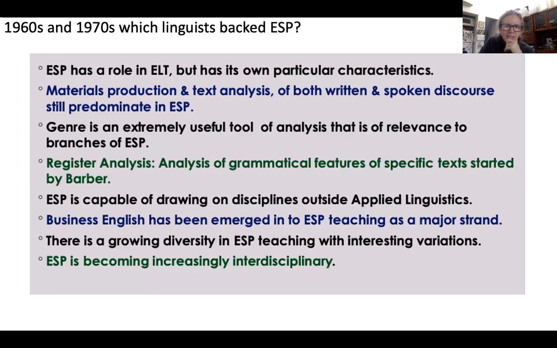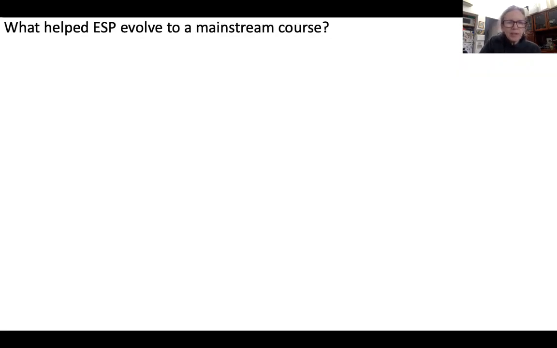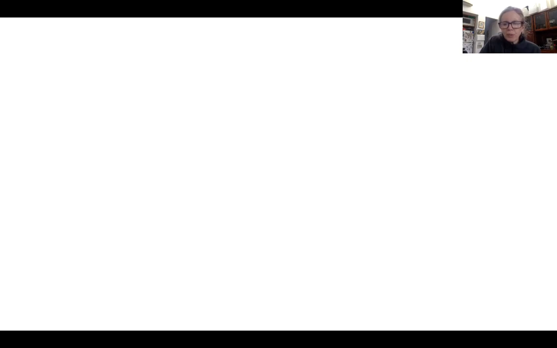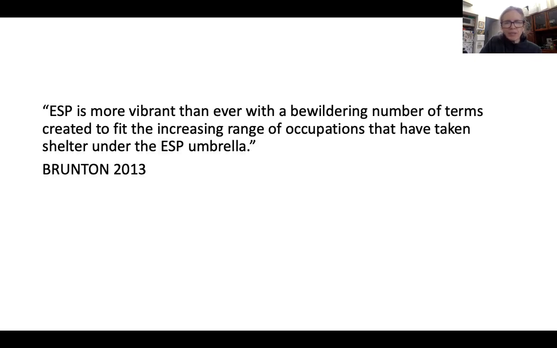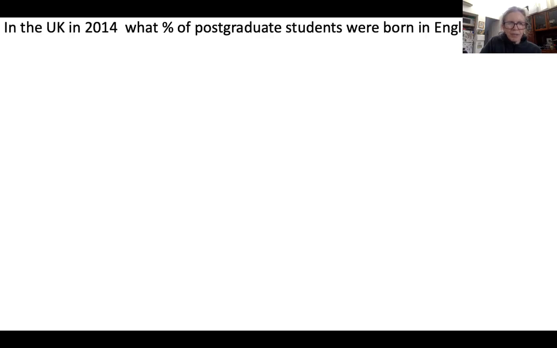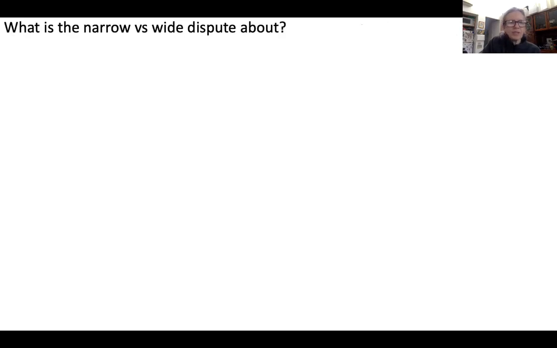In the 60s and 70s, ESP evolved. And what helped it evolve was, after World War II, the development of technology. Everyone wanted to speak the same language, therefore ESP, English for specific purposes. Brunton says that under the ESP umbrella, we have lots like EOP, English for occupational purposes. But basically, they say only 24% in 2014 of students graduating from postgraduate studies were born in England. So you can imagine a lot of students not actually English, and similar in Australia.